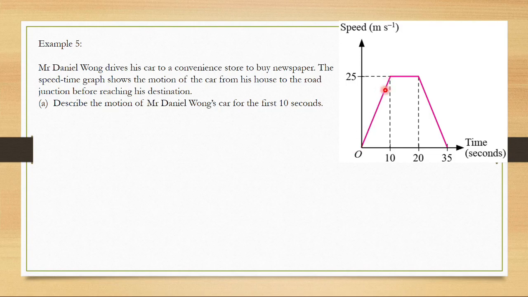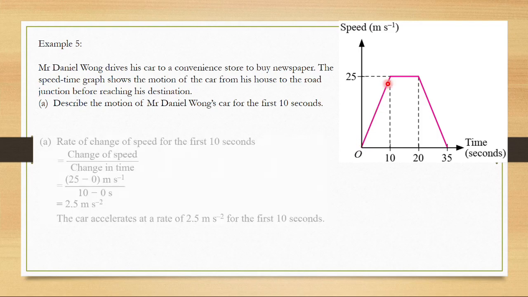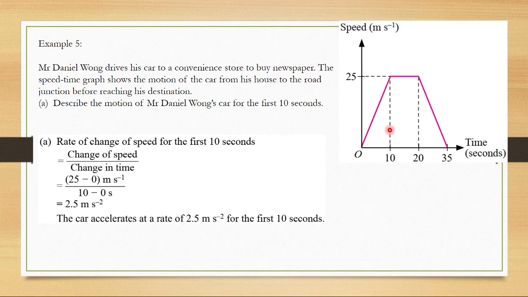Okay, so to find out this part here, it is the rate of change, right? Rate of change is the change of speed, which is 25 minus 0 over the changes in the time, which is 10 minus 0. Okay, so you will have 2.5 meter per second because this one represents acceleration. Therefore, the car accelerates at a rate of 2.5 meter per second for the first 10 seconds here. Okay, that is the description.